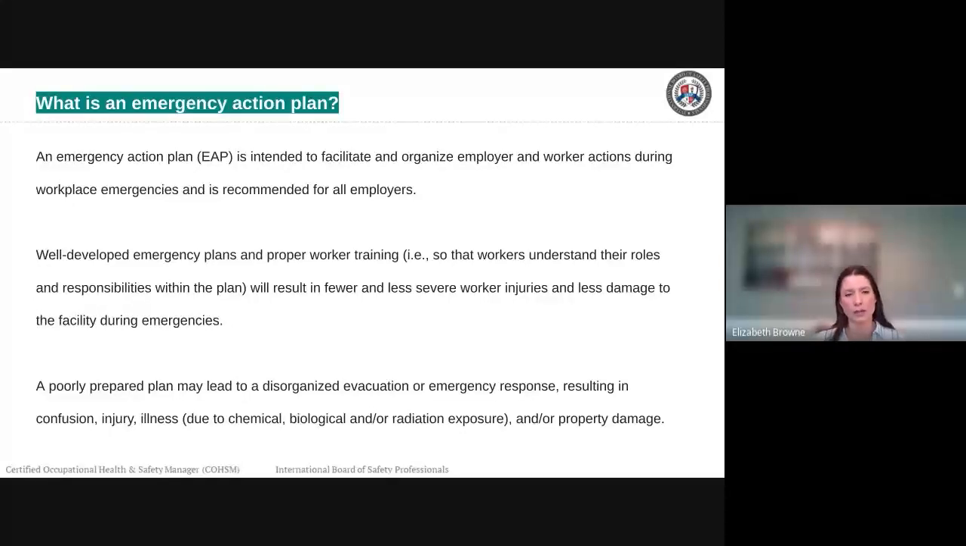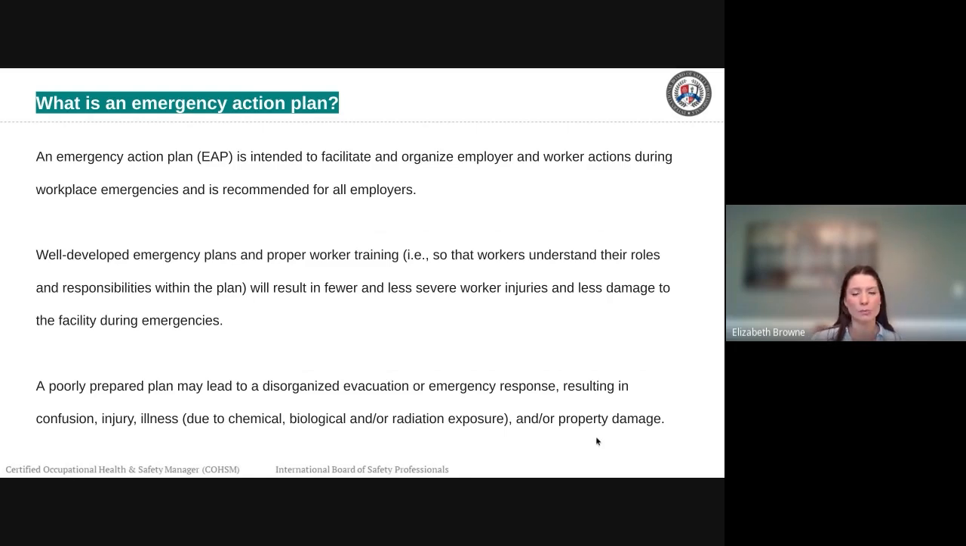We wanted to develop an emergency action plan as a part of this emergency response program. It's intended to facilitate and organize our actions and what we're going to do if a workplace emergency is to occur. Well-developed emergency plans include providing proper worker training so everyone understands their roles and responsibilities within the plan, and it will result in fewer or less severe worker injuries and less property damage in the event of an emergency.